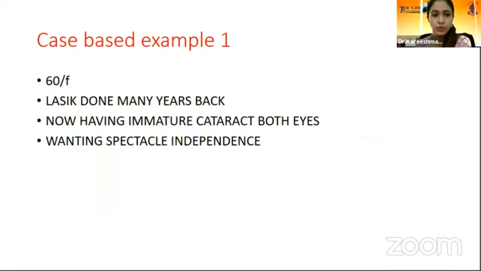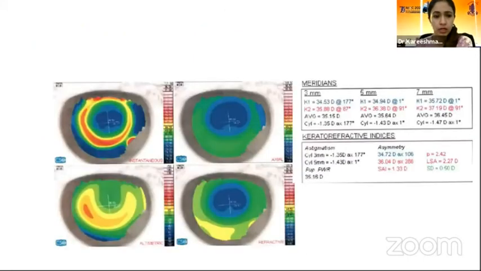So let's move on to examples. My first example is that of a 60-year-old lady who had LASIK done many years back and was now having an immature cataract, and she wanted spectacle independence. Now, I had access back then to the CSO Placido topographer. So I got her topography done.